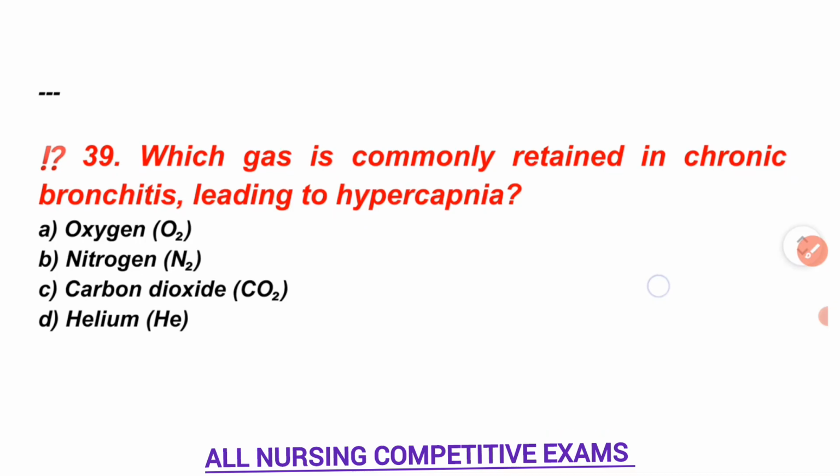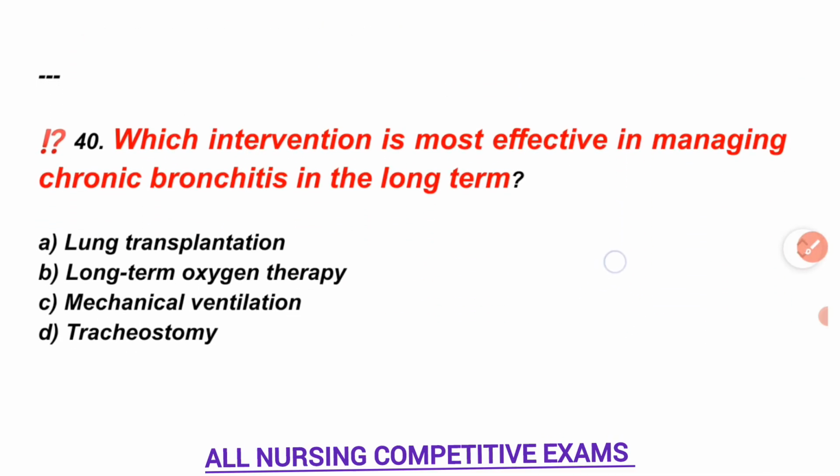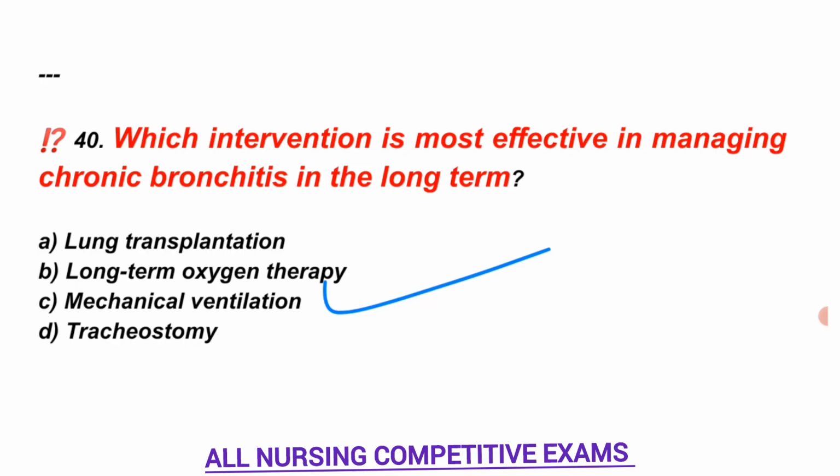Question number 39. Which gas is commonly retained in chronic bronchitis leading to hypercapnia? The right answer is option C, carbon dioxide. Question number 40. Which intervention is most effective in managing chronic bronchitis in the long term? The right answer is option B, long-term oxygen therapy.